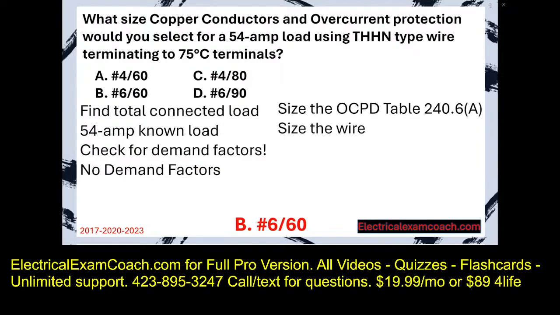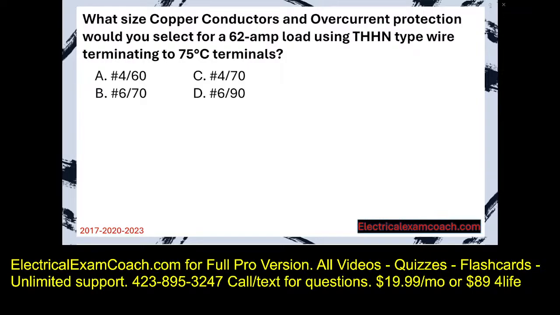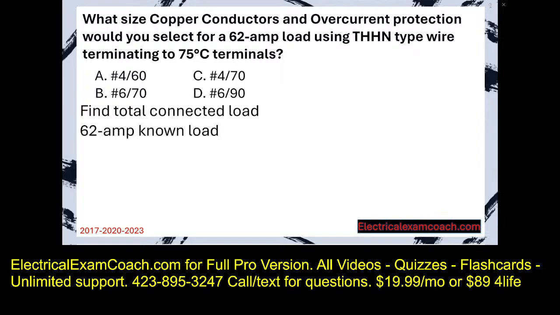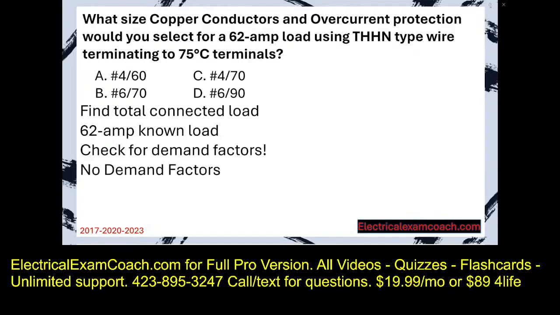Let's get to it. What size copper conductor and overcurrent protection would you select for a 62 amp load using THHN wire terminating to 75 degree C terminals? Step 1, find our total connected load. In this case, it starts at 62 amps. But we must check for demand factors. With there being no special pieces of equipment mentioned or the fact that it's running for 3 or more hours, in this case, there are no demand factors.